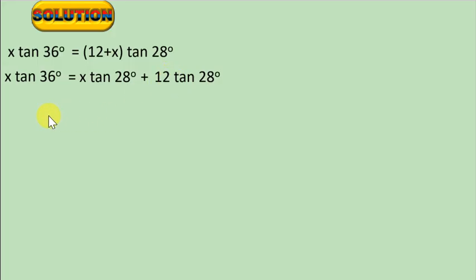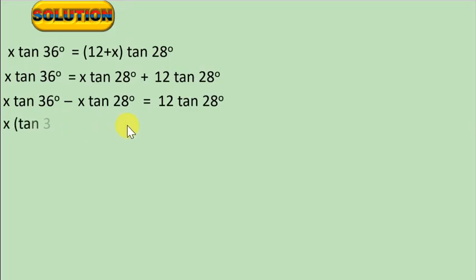So having done this, we are going to collect all the terms in x. So that will give me x tan 36 minus x tan 28, bringing x tan 28 to the left side, it becomes minus, and that will be equal to 12 tan 28, the term without x, to the right, while the term with x to the left. Then there is a common factor here. x is common to these two terms. So we are going to bring that out. So we are going to have this will be equal to the term without x.